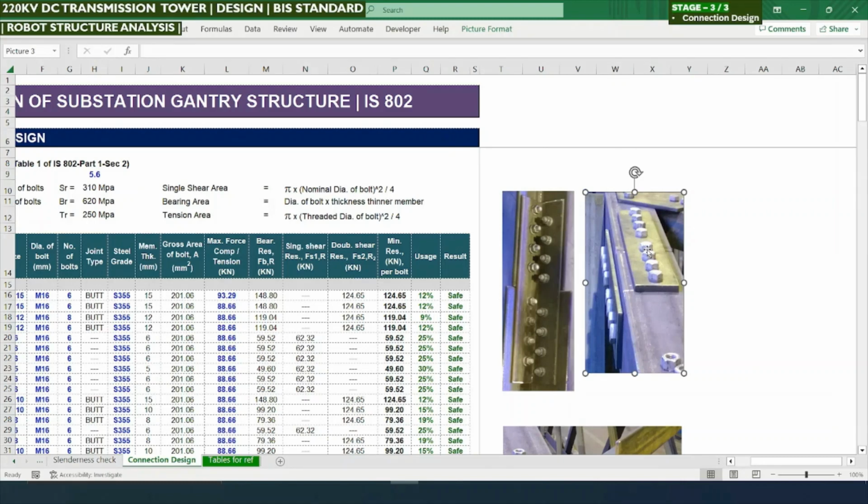The second picture, on the right hand side, is the outer face of the main leg members, where you can see two plates on two faces having the same number of bolts in a staggered arrangement. In the upside you can see 4 plus 4. In the side view you can see 4 plus 4. So these are the same in and out of the main leg member splicing.